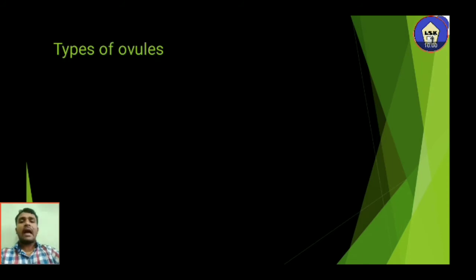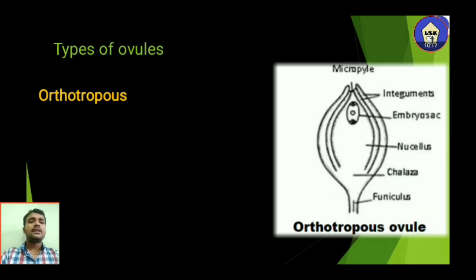Now let us see the types of ovules. A very important topic. In our textbook, only one type of ovule is mentioned, that is the anatropous ovule, but actually there are different types of ovules. Let us see the different types of ovules one by one. The first one is orthotropous. See, the diagram represents the orthotropous type of ovule. Ortho means straight here, so it is also called a straight ovule.